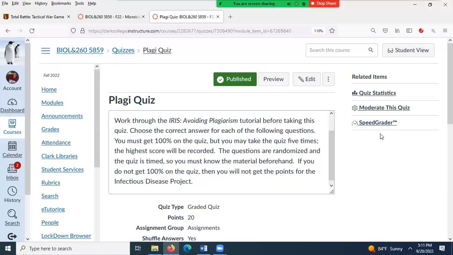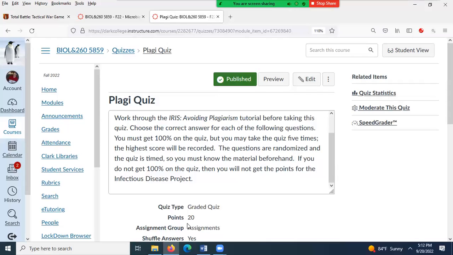And if you need to, again, rarely do I have students have to take it more than 2 times to get 100 points. If you don't get 100%, then you'll get 0 on the infectious disease research project. The infectious disease research project is worth 100 points, and that will lower your grade by more than 10% if you get 0 on that project. So you need to get 100% on the plagiarism quiz. The plagiarism quiz itself will be worth 20 points. Any questions about any of that?